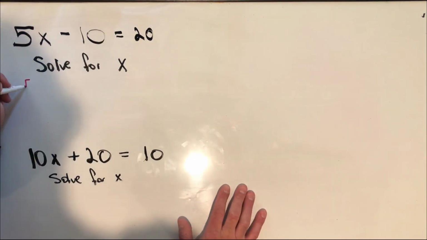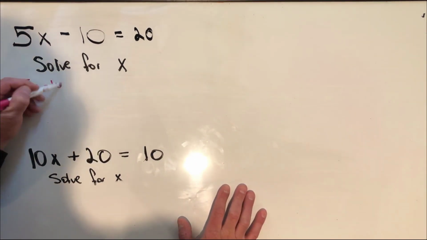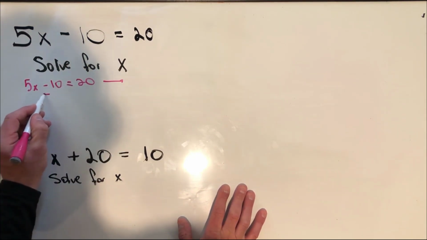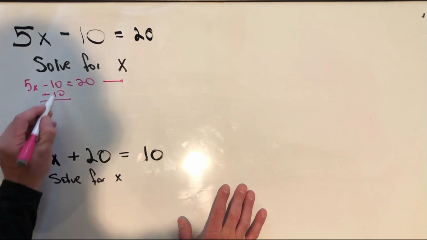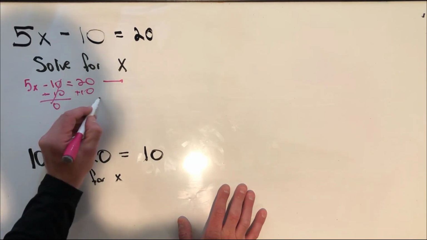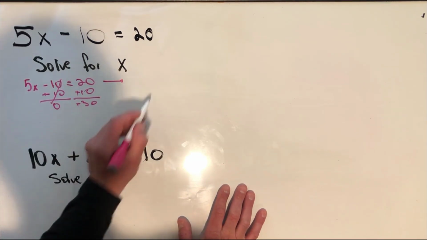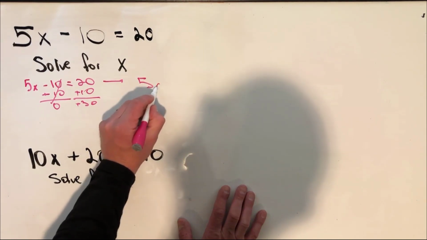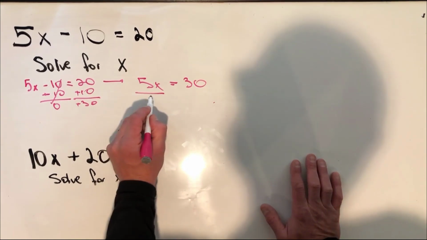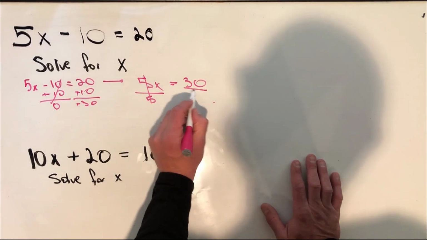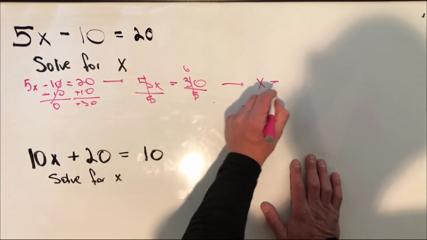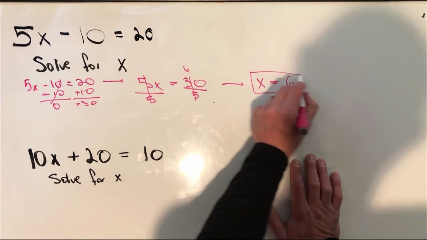Okay, so let's go over the first one. 5x minus 10 equals 20. I'm going to add 10 to both sides. That'll cancel me out over here. Add 10. That'll give me a positive 30. So now I have 5x equals a positive 30. I'm going to divide each side by 5. That cancels out over here. And I'm left with a 6. So therefore, x equals 6.